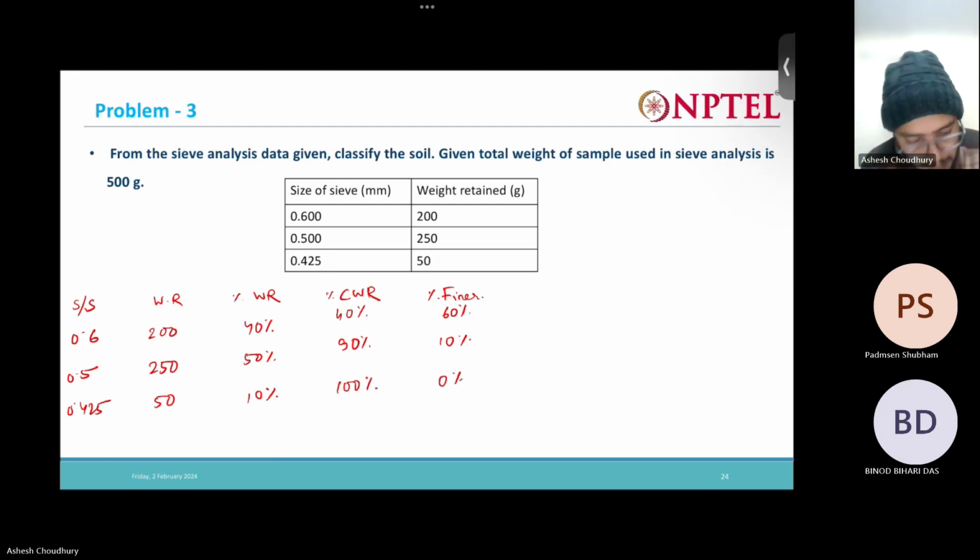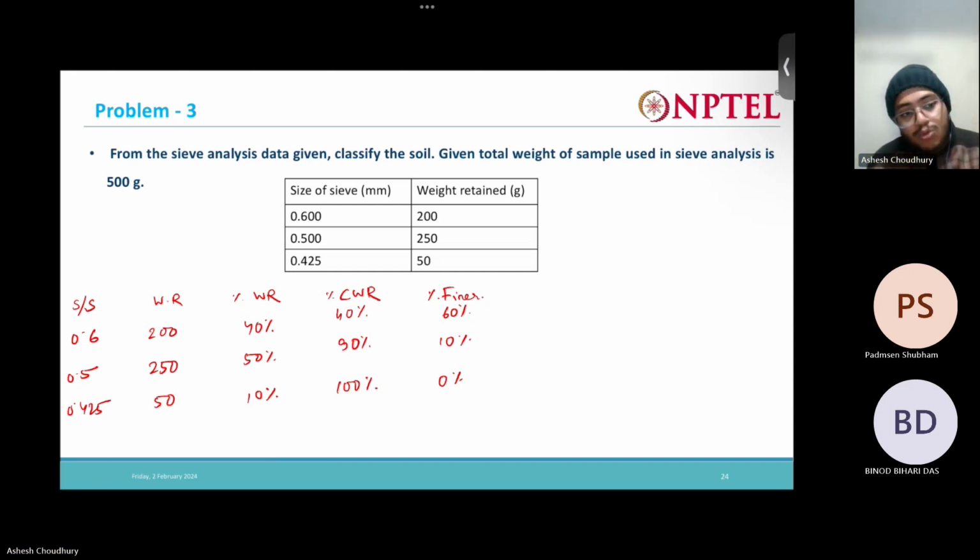Now tell me what kind of soil this is. Is it a coarse soil or fine soil? First tell me whether it is a coarse soil or a fine soil. This is a coarse soil, correct. This soil is obviously a coarse soil. Why is it a coarse soil? Because most of the fraction, the size of the soil, is greater than 75 micron. That's why you're calling it a coarse soil.